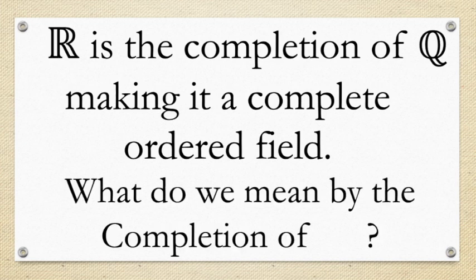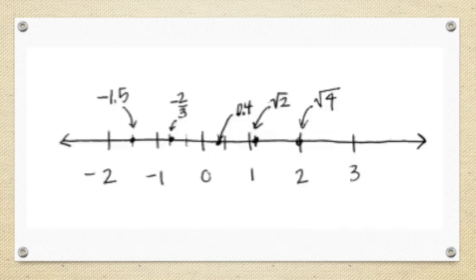So what do you mean by the completion of Q? We can illustrate this by using a number line. So we know already that Q has order just like Z. It satisfies trichotomy and transitivity. Imagine a number line with integers. Then, in between are rationals. However, there seems to be small gaps. What are these gaps? One of the gaps is the solution to the equation x squared equals 2. But where do we get such equation in the first place?